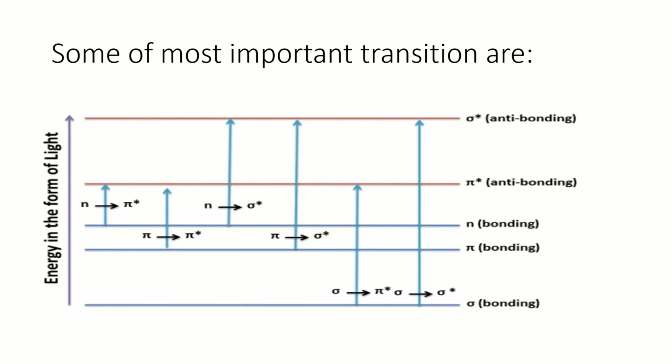The last one is n to pi star. These are only present in carbonyl compounds, and its wavelength is so long and its energy is so short, because energy and wavelength have an inverse relation. The saturated aliphatic compounds, hydrocarbons like alkanes, exhibit only sigma to sigma star transitions.